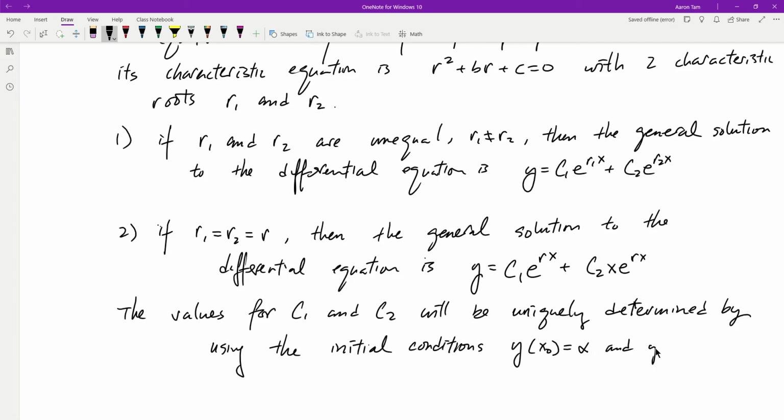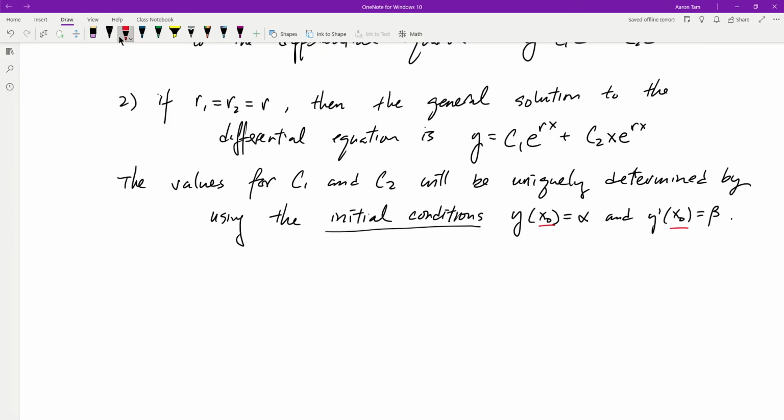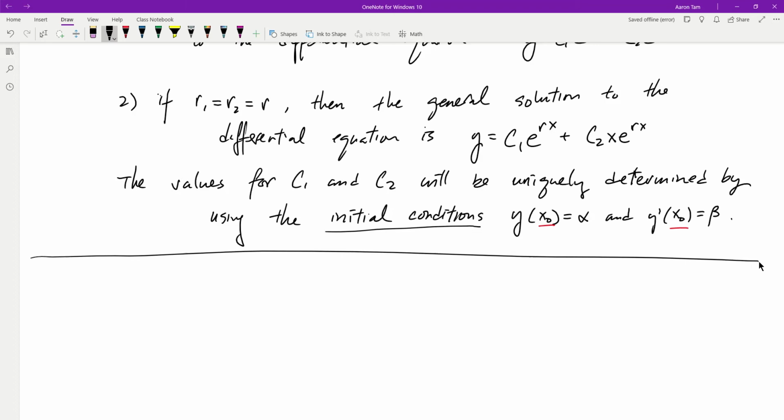And this is how the initial condition looks: y of x sub 0 equals some constant alpha, and y prime at x sub 0 equals some constant beta. Important to understand is that they're called initial conditions because they are both at the same value of x, one defined for y and one defined for the derivative. Okay?